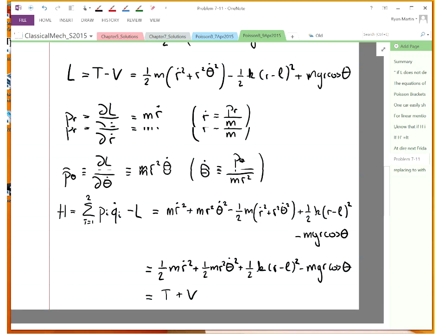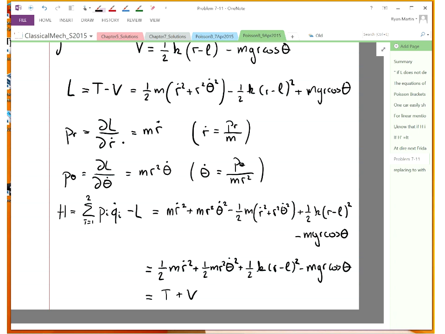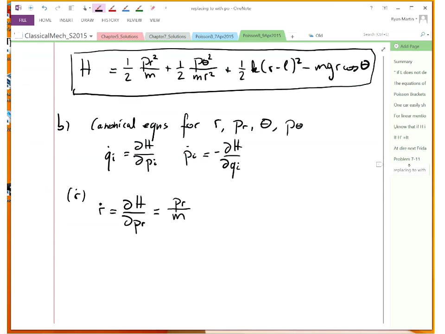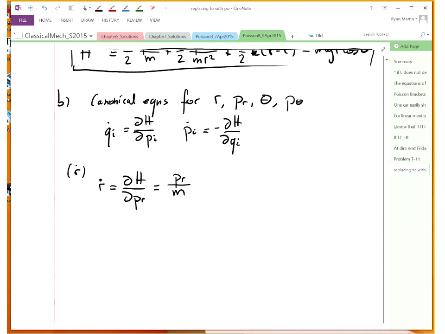And is that surprising? Well, no. Actually, we already knew that, right? From doing ∂L/∂R dot, we already knew that R dot was PR over M. So the first canonical equation, the one for R dot, ultimately you just recover the transformation between R dots and PR. Remember, we removed the R dots from the Lagrangian, or the Hamiltonian. So it makes sense that we can get them back.